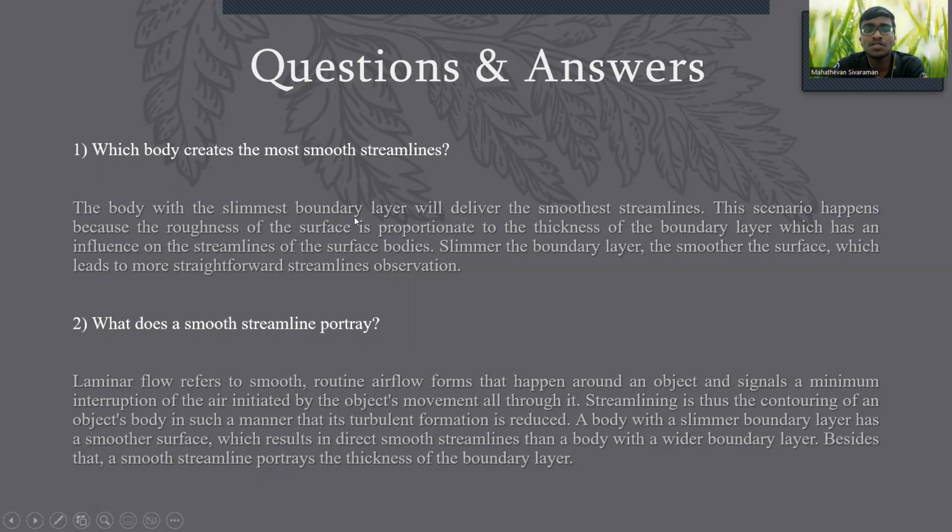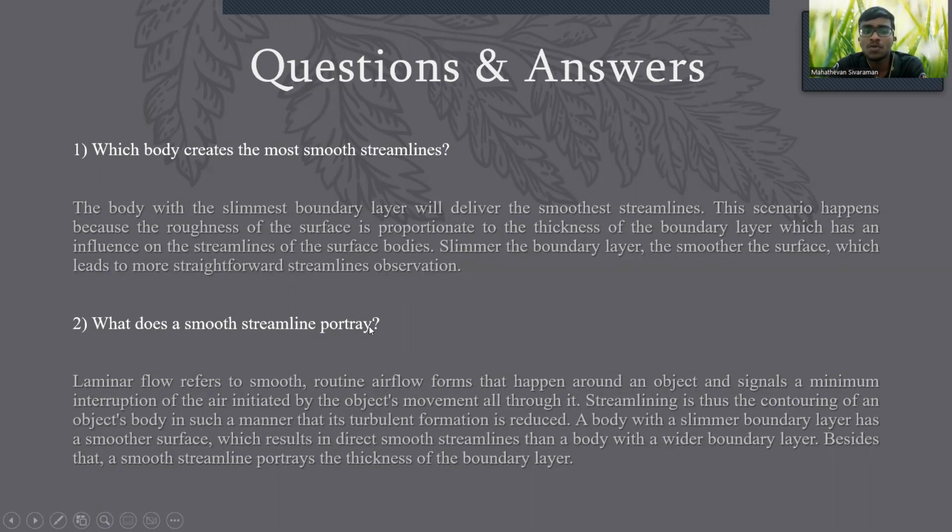The body with the slimmest boundary layer will deliver the smoothest streamlines. This happens because the roughness of the surface is proportionate to the thickness of the boundary layer, which has an influence on the streamlines of the surface bodies. The slimmer the boundary layer, the smoother the surface, which leads to more straightforward streamline observation.